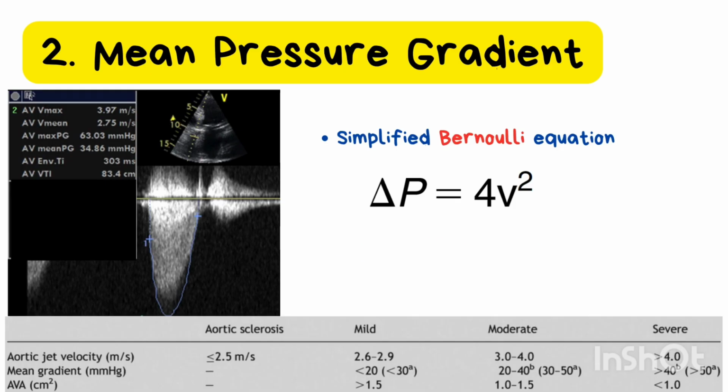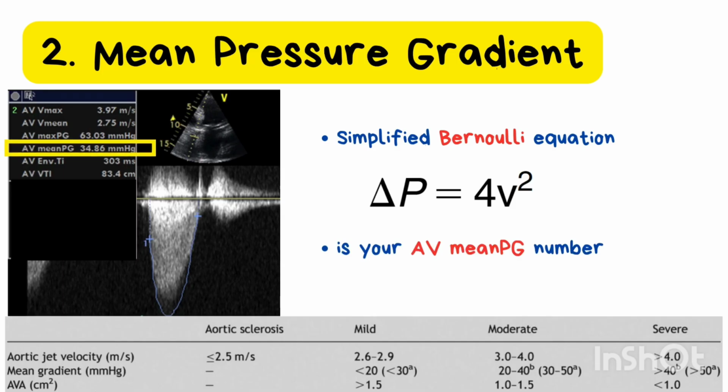What you'll look for is the AV mean PG, that stands for aortic valve mean pressure gradient. Now let's look at an example. In my patient's echo results, the AV mean PG is 34.86 millimeters of mercury. Take a moment to check the severity table for mean pressure gradient. Based on the guidelines, a mean pressure gradient between 20 and 40 millimeters of mercury falls into the moderate aortic stenosis category. So in this case, the patient would again be classified as having moderate aortic stenosis, now confirmed by both peak velocity and mean pressure gradient.